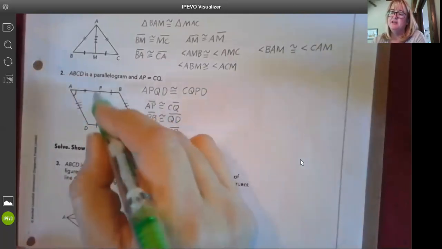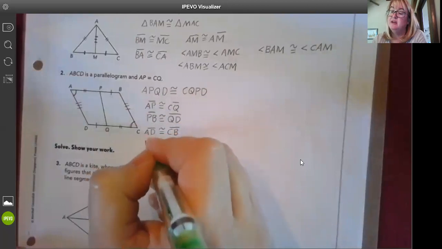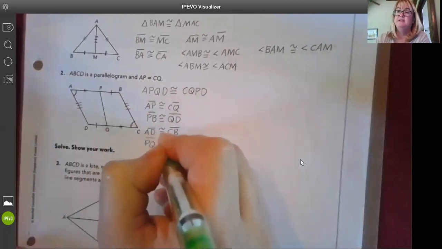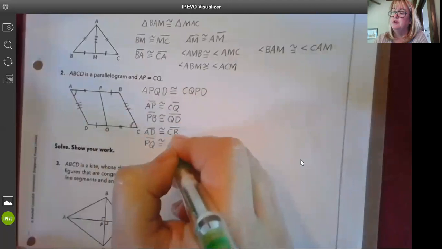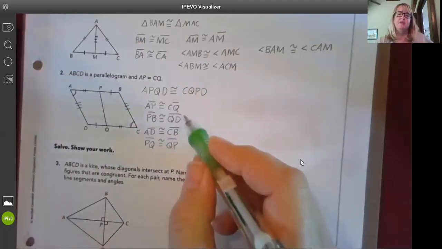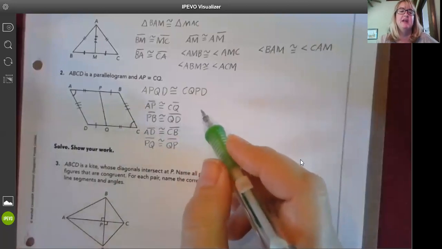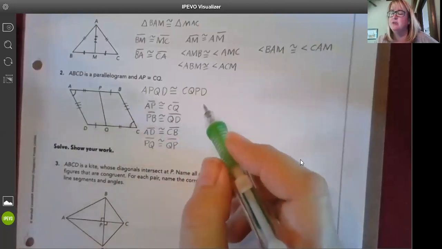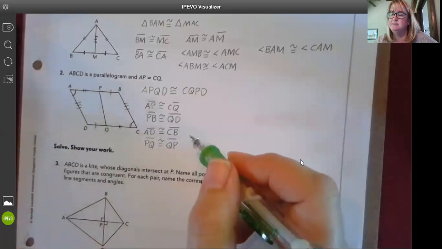And then we've got this one that's the same. So PQ is congruent to PQ or QP, whatever you want to call it. All right, so the 4 side lengths, we've got the corresponding side lengths and then the same length. Now we need to imagine the corresponding angles.